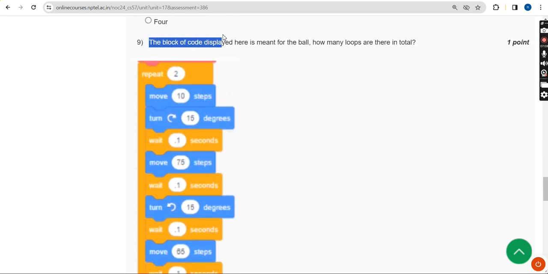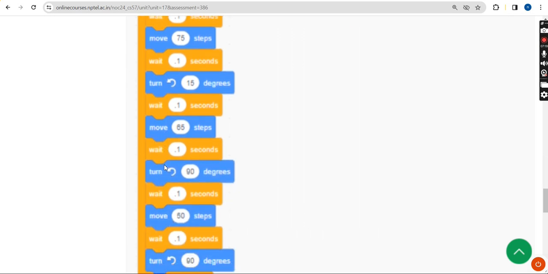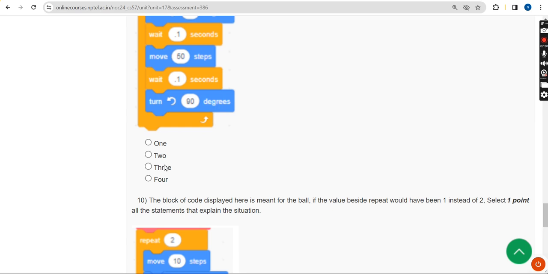Ninth question. The block of code displayed here is meant for the ball. How many loops are there in total? So for the ninth question, the answer is the first option, guys, 1.